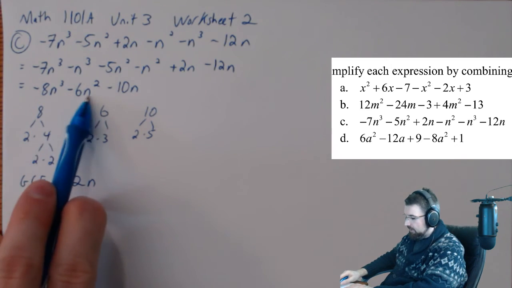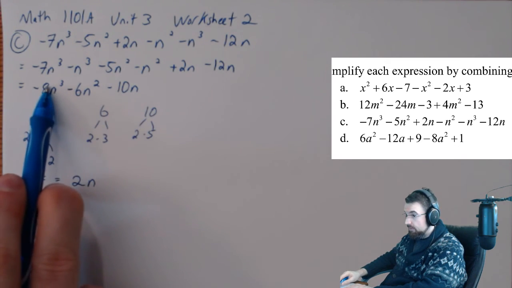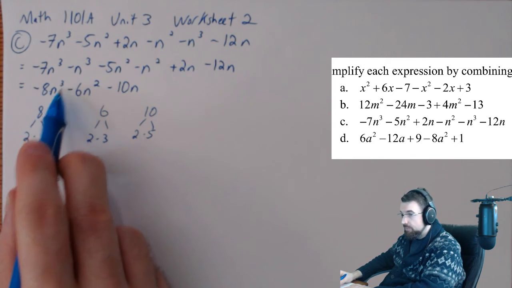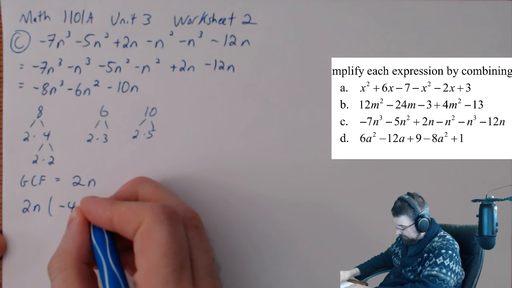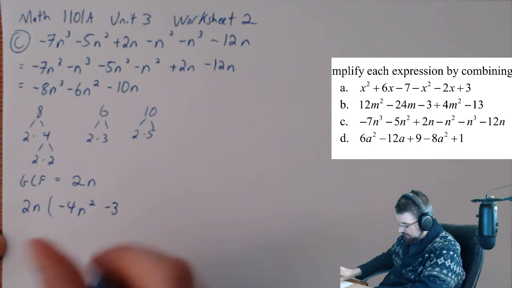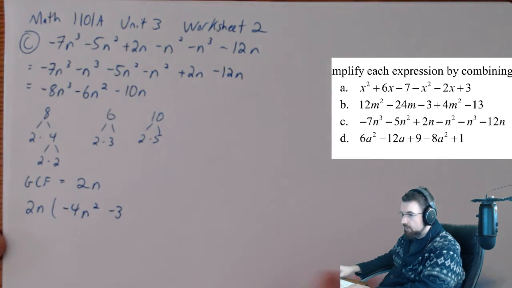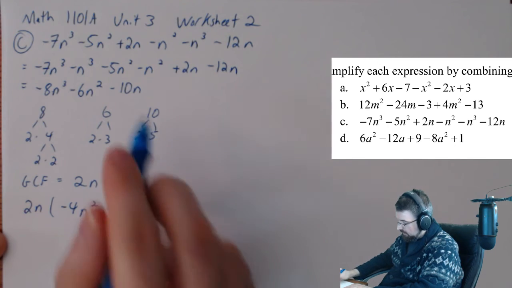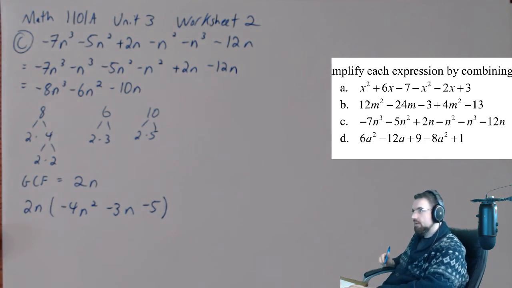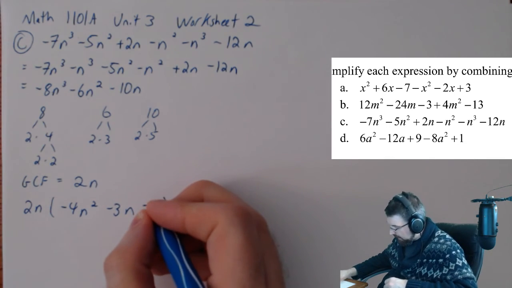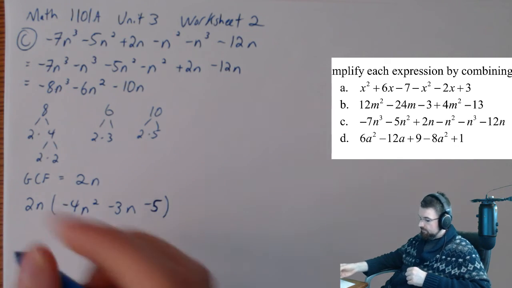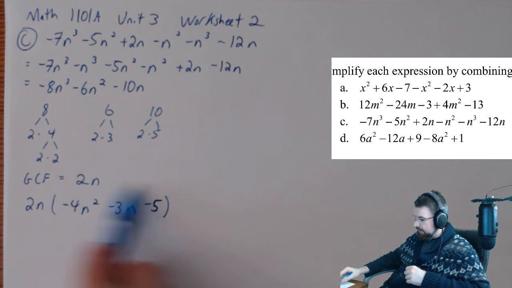So then on the inside, I'm going to divide each of these terms by 2n. So negative 8 divided by 2 is going to be a negative 4. n cubed divided by an n is going to be an n squared. Then negative 6 divided by 2 is going to be a negative 3. n squared divided by an n is just going to be n. And then negative 10 divided by 2 is going to be negative 5. n divided by n is 1. And of course, in multiplication, we don't need to write down times 1 because it doesn't do anything. And there we go. So that is the answer here.